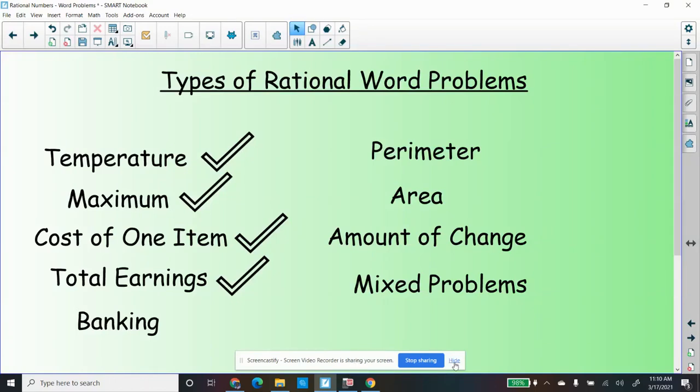This is Dr. Robinson again, and we're continuing our study skills, rational word problems we're dealing with. The last time I spoke with you, we were talking about total earnings. Now we're going to continue with the topic of banking. So we're still talking money. So let's get into it, talking about banking.